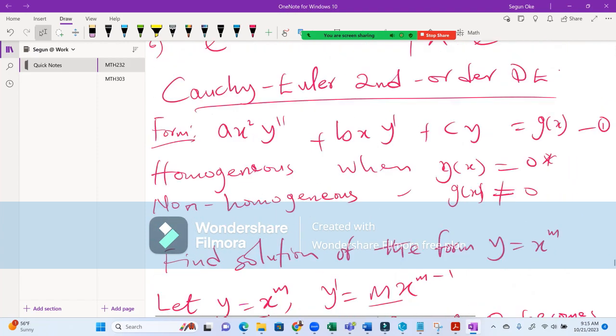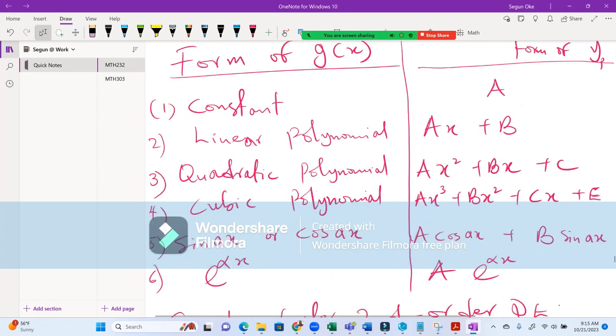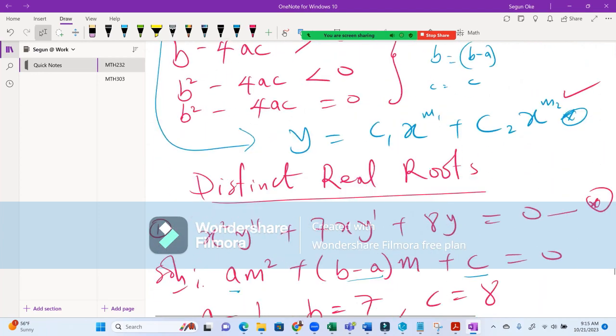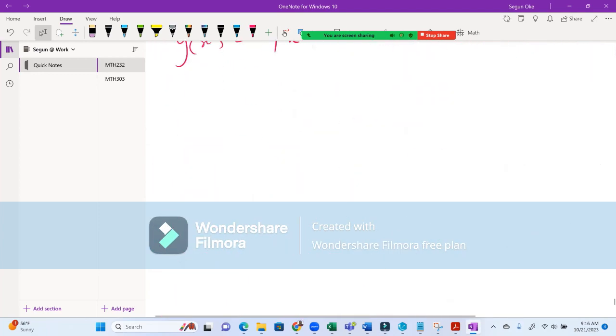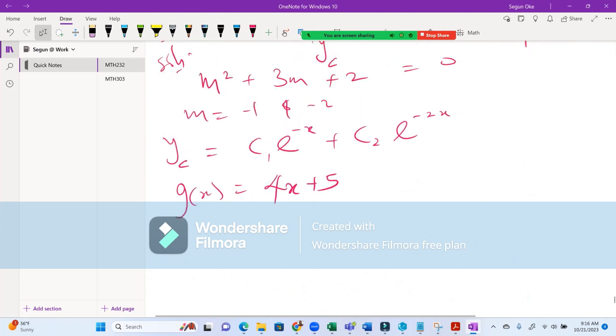Linear polynomial. You see it. If it is linear polynomial, you must know the type of equation you are given. What is yp equivalent to it? Ax plus b. That's all. So you have to use that. So we now write it this way: yp is equal to ax plus b. This is linear.